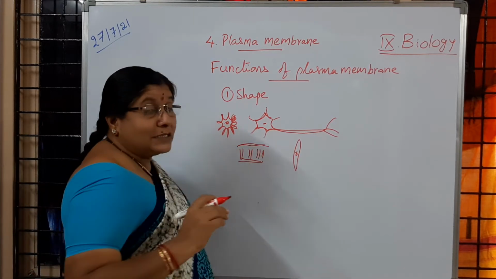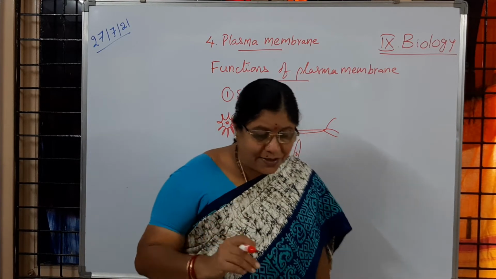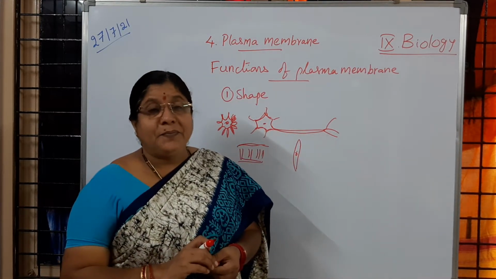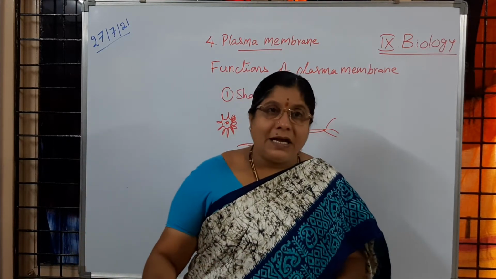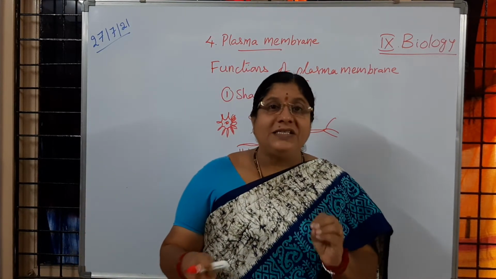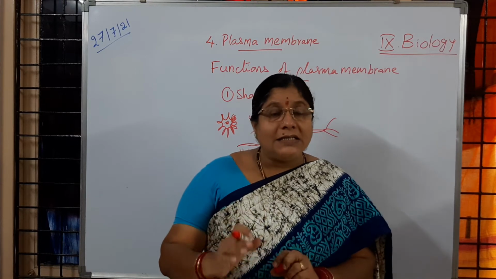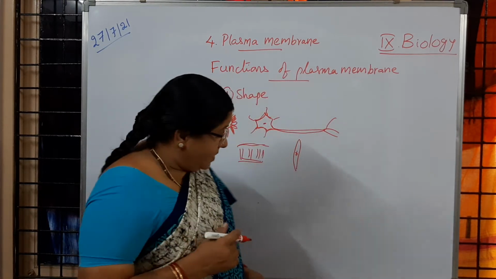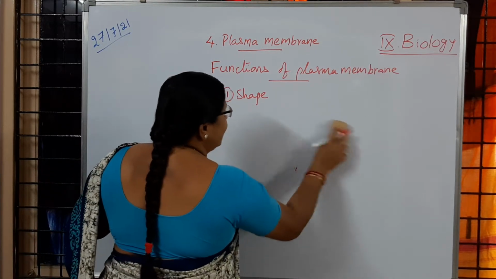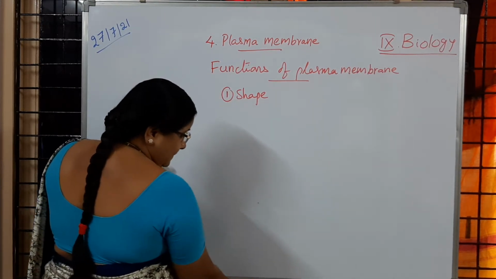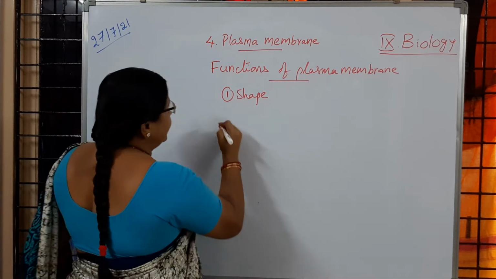So now, the cell membrane is going to give a definite shape to the cells. Have you followed? Whether it is a plant cell or an animal cell, a definite shape is given to the cells, and that is because of the plasma membrane. Then coming to the next point, mechanical barrier.